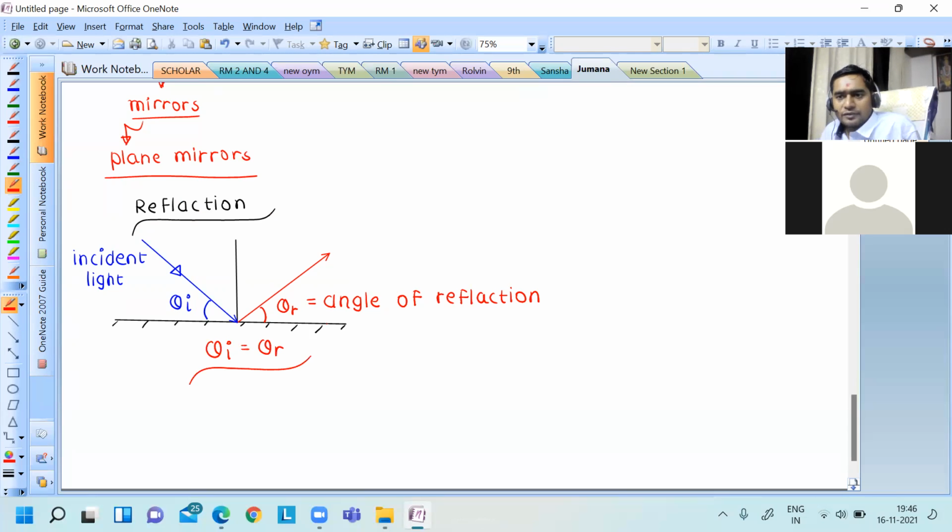See, whatever mirror we use, whether it's a plane mirror or a spherical mirror, in spherical mirrors we have converging mirrors as well as diverging mirrors, concave and convex. Even though, the angle of reflection and angle of incidence are always the same, as far as reflection is concerned. So these two angles are always the same. So if this angle is 35 degrees, then that will also be 35 degrees.